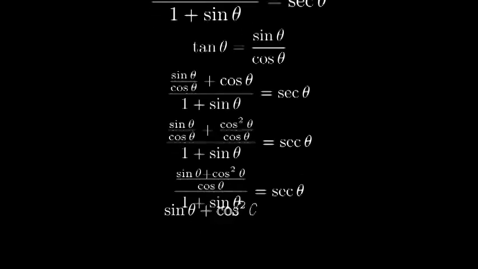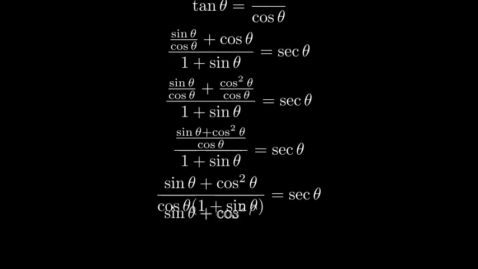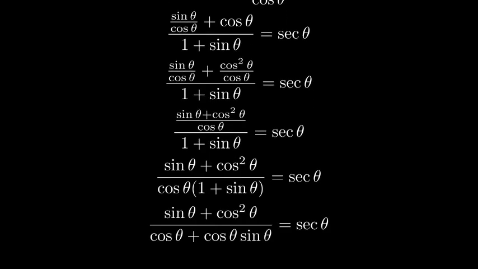Now, to convert this complex fraction to a simple fraction, we multiply by the reciprocal. This means we multiply by cosine theta over cosine theta. When we multiply these fractions, we get sine theta plus cosine squared theta over cosine theta times quantity 1 plus sine theta. Here's where we'll use a key trigonometric identity.